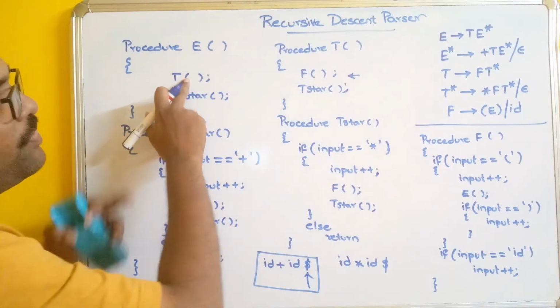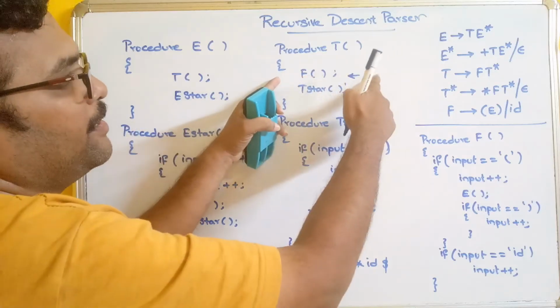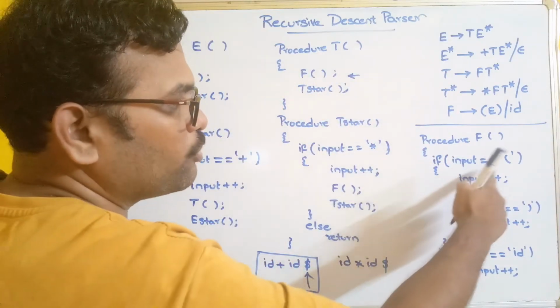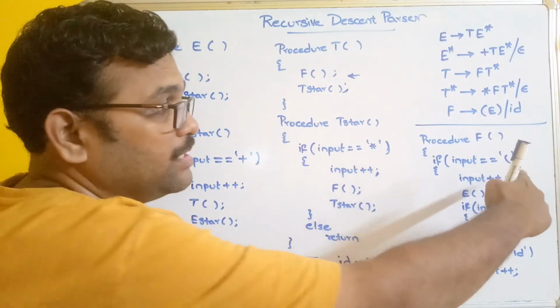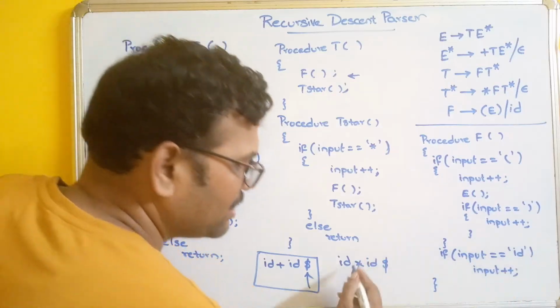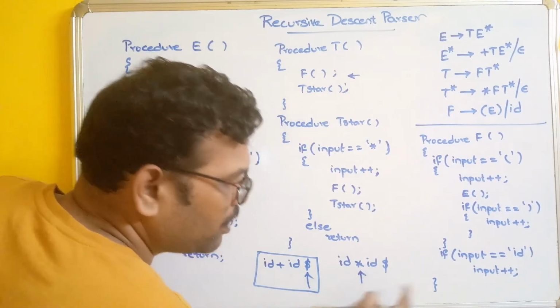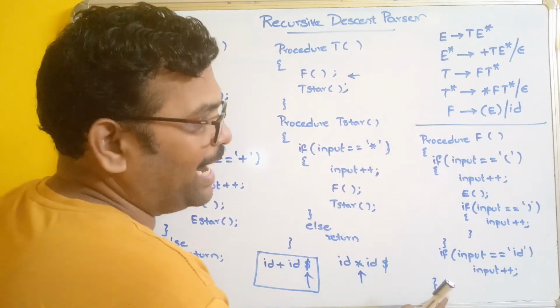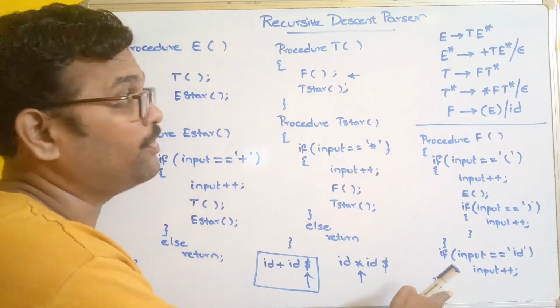So t, first the control will move towards t. F, it will move towards the f. So input is equal to less than, left parenthesis, false. So it comes out of the loop and it will check for id, yes. So now the input will be incremented, so it will be pointing towards the star. Now it is the end of the procedure, it will move to the calling function.